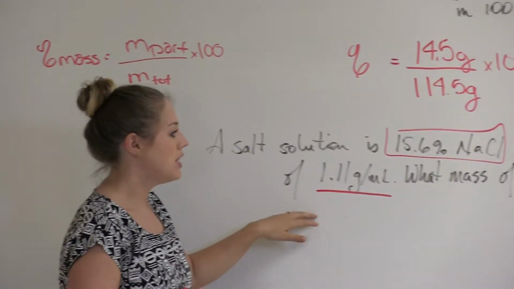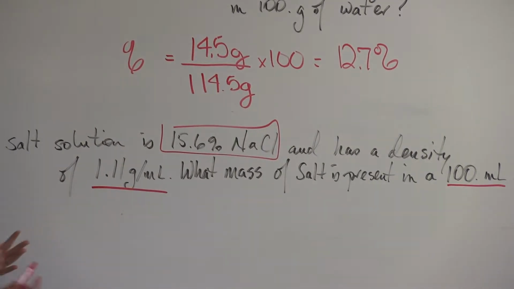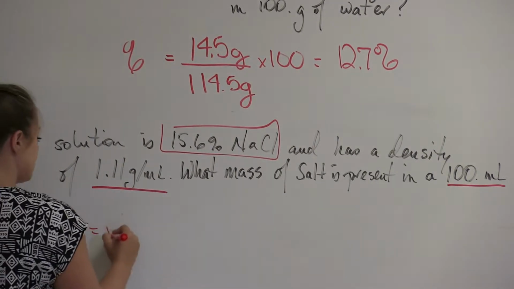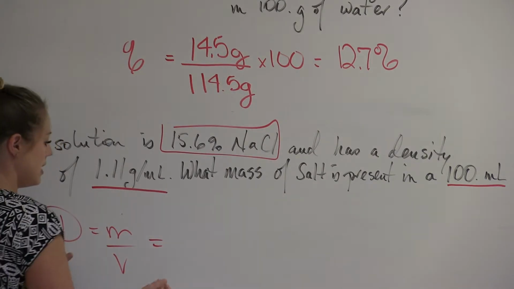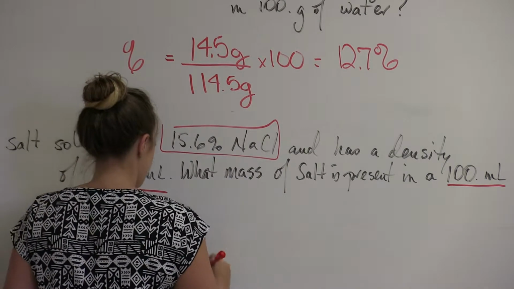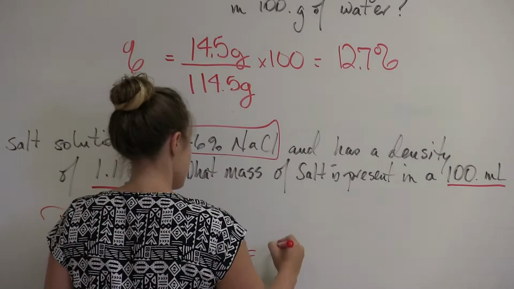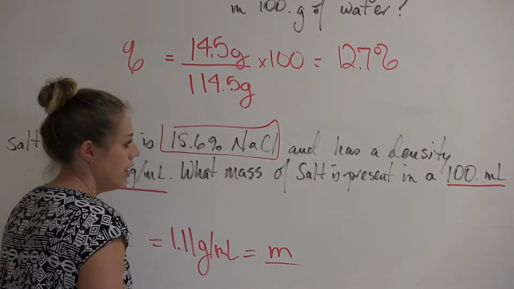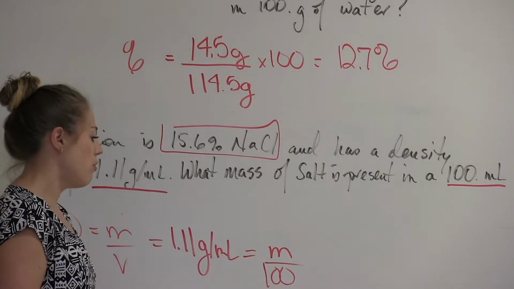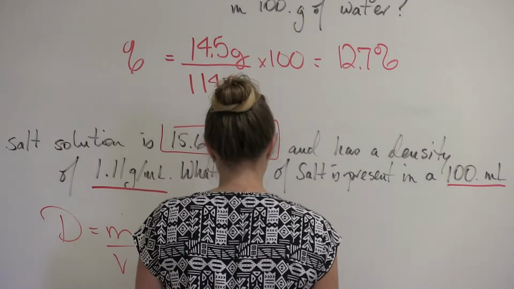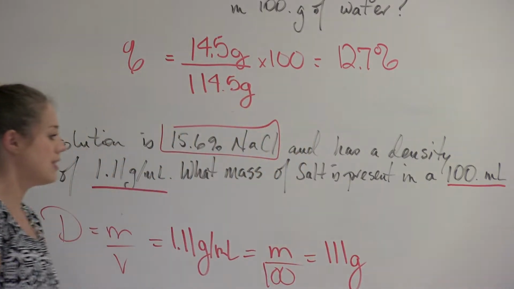So the first thing we need to do is, if I gave you density and I gave you volume, we can find mass, because we know the density is mass divided by volume. So if we know the density is 1.11 grams per milliliter, we can set it equal to our mass, which is what we want to solve for, divided by our volume. If we solve for m, we multiply, and we get 111 grams is our mass.